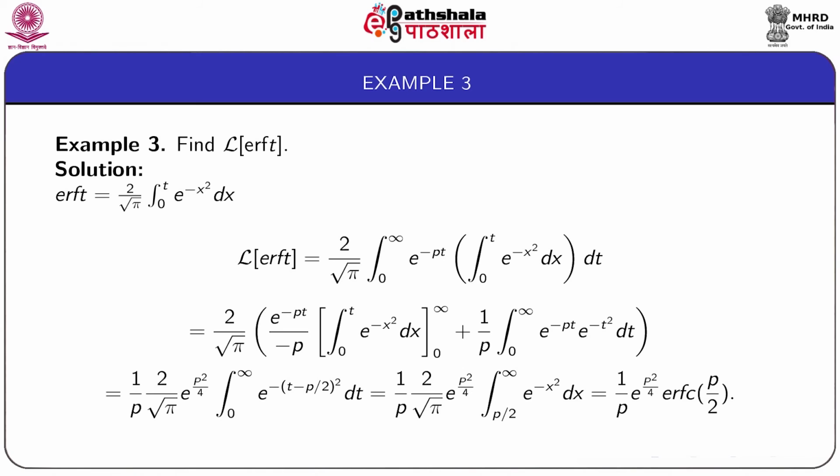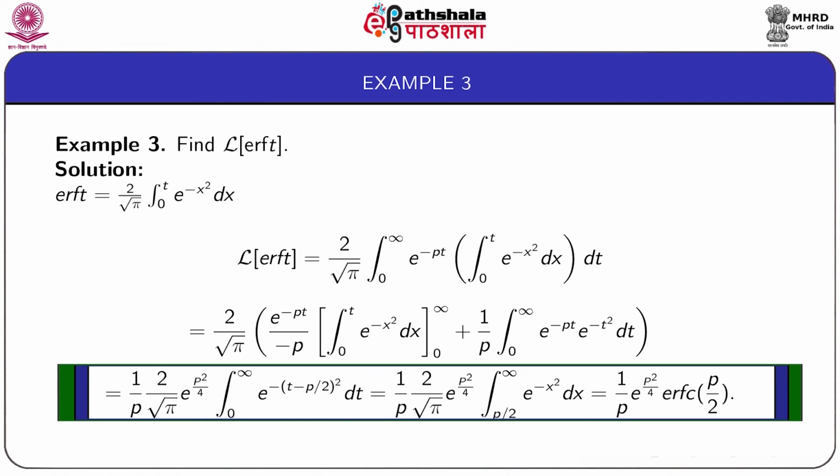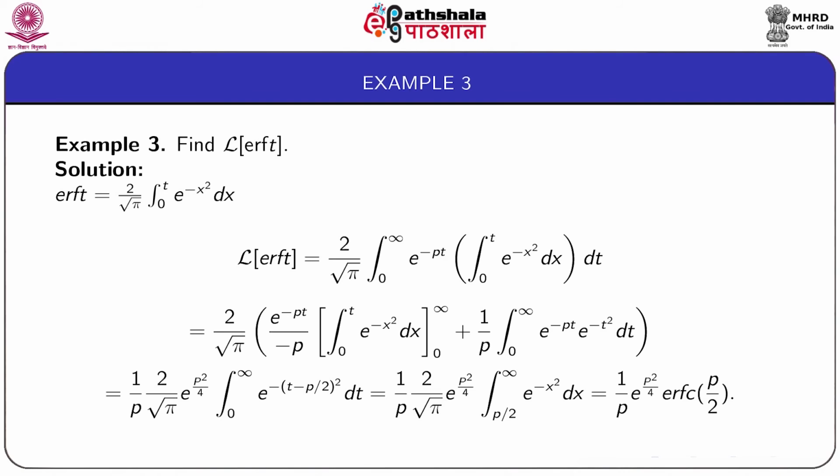This is obtained by making some simplification, and this is equal to 1 by p 2 by root pi e to the power p square by 4 integral from p by 2 to infinity e to the power minus x squared dx, where x is equal to t minus p by 2, and this integral is the complementary error function. So we get Laplace transform of erf(t) equal to 1 by p e to the power p square by 4 erfc(p by 2).